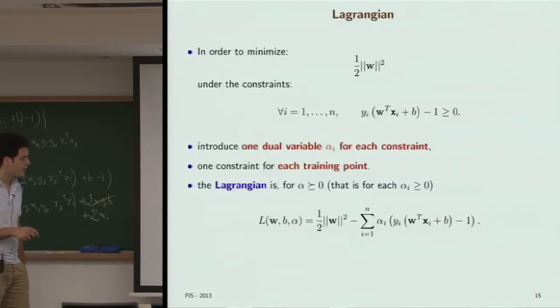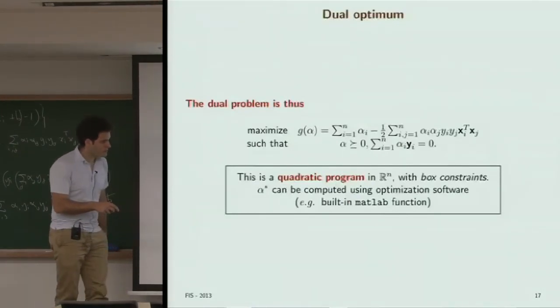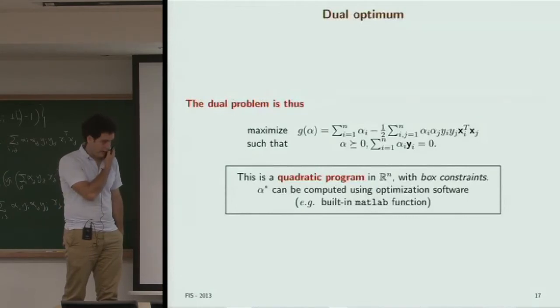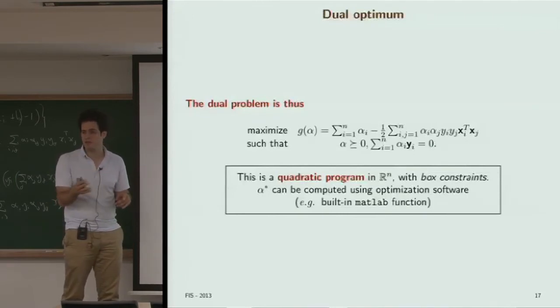Here we have, first, alpha non-negative. This is a box constraint on alpha. And then this is basically a hyperplane constraint. It's just that the sum of alpha_i y_i equals 0. It basically means that alpha transpose y, the vector of labels, is equal to 0.